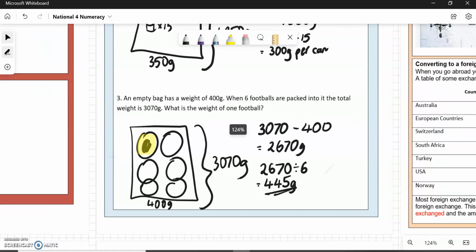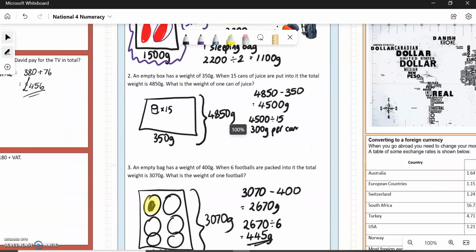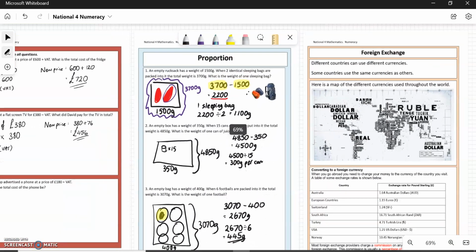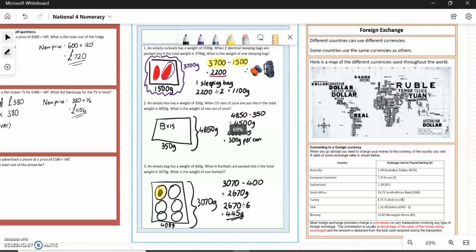Okay, so there's just a wee couple of examples there looking at direct proportion. Like I say, diagrams certainly help me with these sort of problems. It gives me an idea of what maths to do and how to do it.